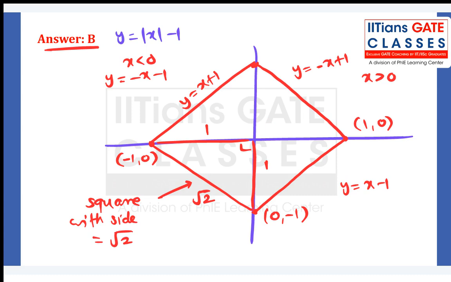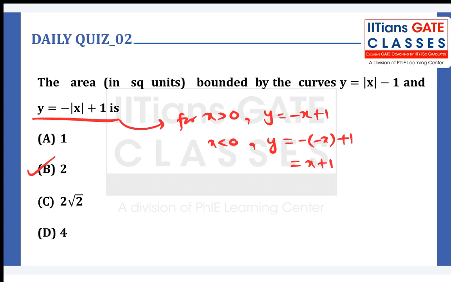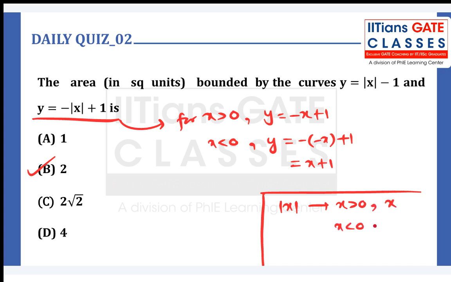Similar question has been asked in the previous quiz also, so you should be comfortable with this by now. Just keep one thing in mind, whenever there is mod x, this hint you can use everywhere. For x greater than 0, it is just x. For x less than 0, it is minus x. If you remember this, you will be able to solve these problems with ease. And the same thing is applicable for mod y also. If it is greater than 0, it will be just y. If it is less than 0, it will be minus y.